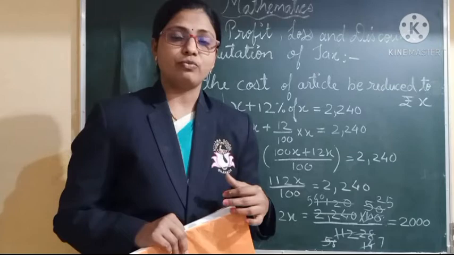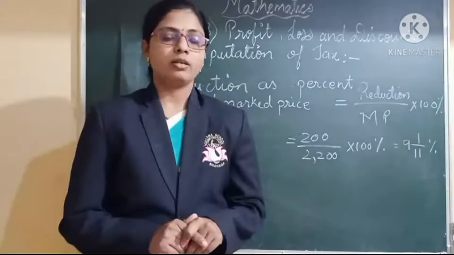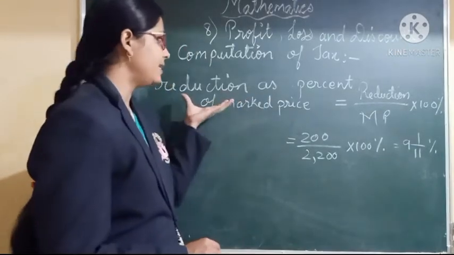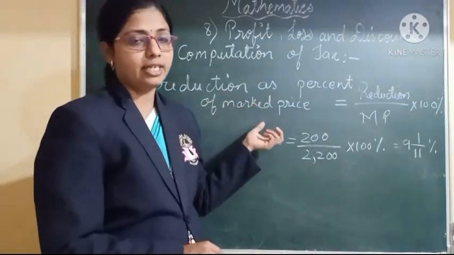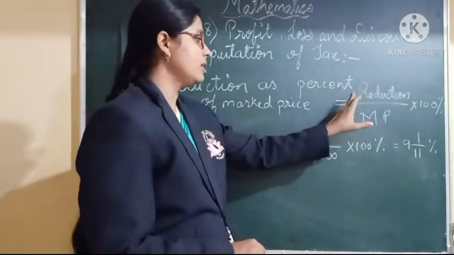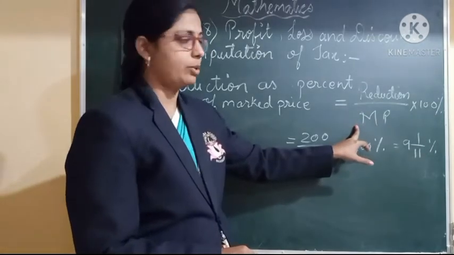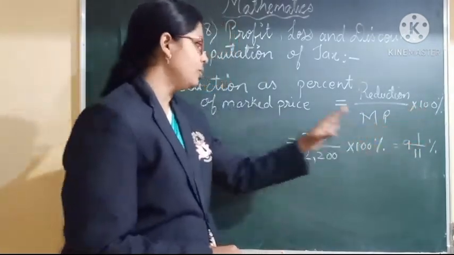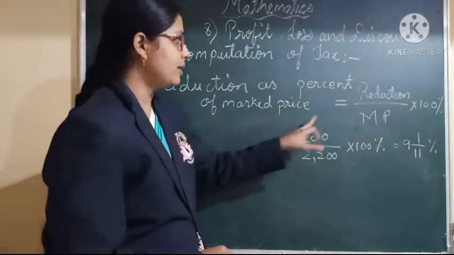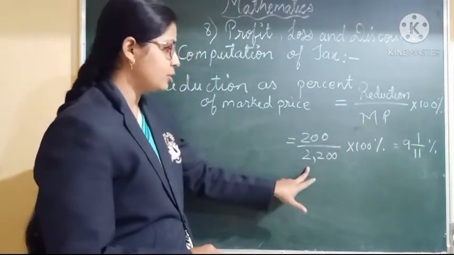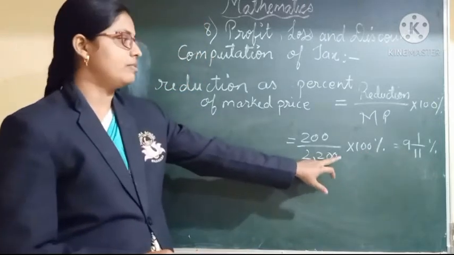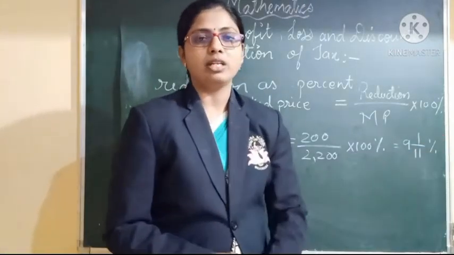Now next we are going to find the percent reduction, that is, the reduction as a percent of the marked price. Whatever the reduction is, in the form of a percentage of the marked price, we have to find out. So reduction upon marked price, multiplied by 100. So 200 is the reduction, marked price is 2,200, multiplied by 100%. When we calculate this, we get the answer as 9 and 1 upon 11%.